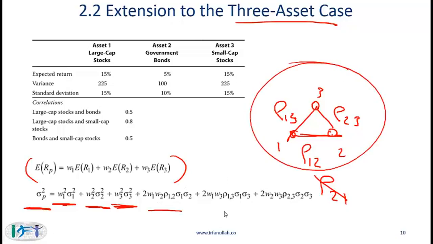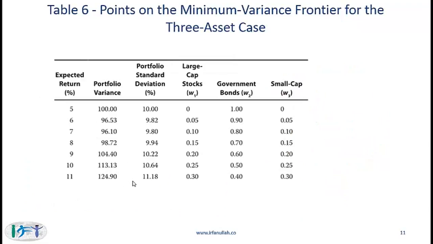Then the remaining 3 terms are anchored around each of those 3 correlations, and the rest of the terms should be familiar from the 2-asset case. So if you keep this in mind, then the formula for the 3-asset case is simple. All right, we don't need to do this, but mechanically and mathematically you can see that with different possible weightages of the 3 assets, you can come up with expected return, variance, and standard deviation.